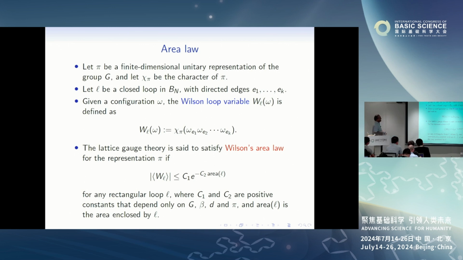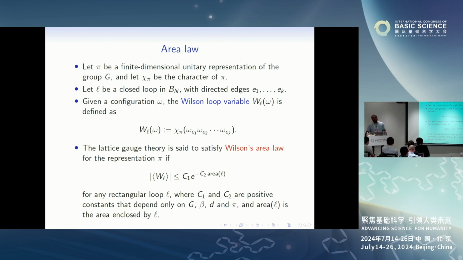And the lattice gauge theory is said to satisfy Wilson's area law for the representation pi if the Wilson loop expectation has this behavior: for any rectangular loop L, but you can also talk about more general loops, but with rectangular loops there is nothing to discuss about what's the area enclosed by L. It's just the length times the breadth. But if you take a general loop, you have to talk about its minimal surface area enclosed by the loop. So this Wilson loop expectation is bounded, decaying exponentially in the area enclosed by the loop L, where these constants don't depend on the size of the box.